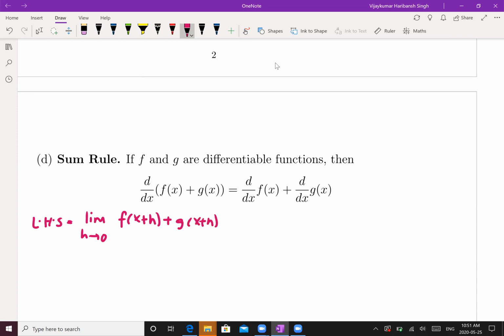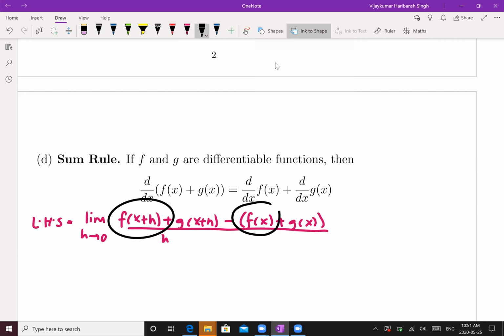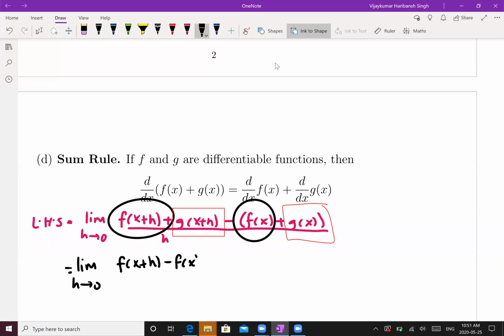This is your f of x plus h, right? This is a new function, minus f of x plus g of x, divided by h. Now you break it, you combine this two together, this guy and this guy, and then you combine the other two, this one and this one. So you will get, and then after rearranging a little bit, you can see that this is the limit as h goes to 0 of f of x plus h minus f of x over h plus g of x plus h minus g of x over h.